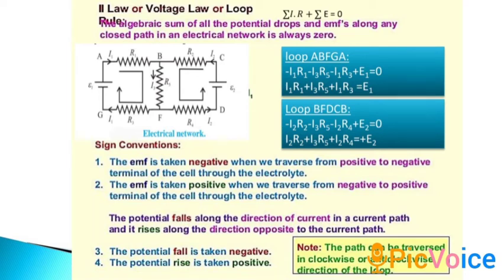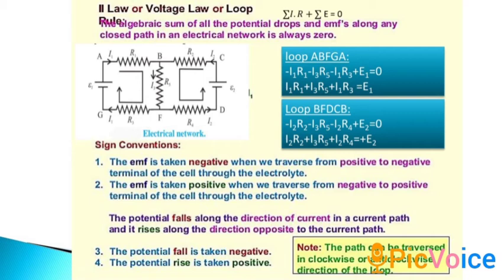Consider the loop ABFGA. In this case, applying the sign conventions, we get one equation, that is minus I1 R1 minus I3 R5 minus I1 R3 plus E1 equal to 0. Therefore, E1 is equal to I1 R1 plus I3 R5 plus I1 R3.